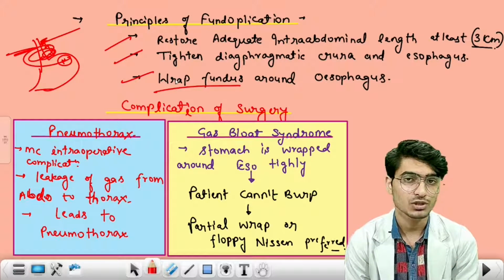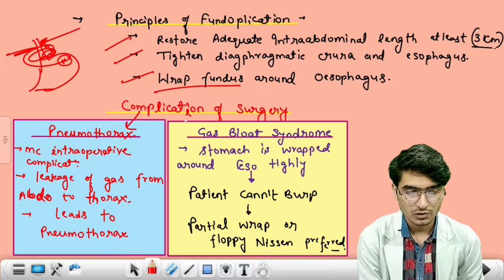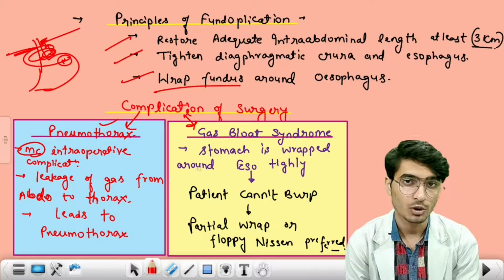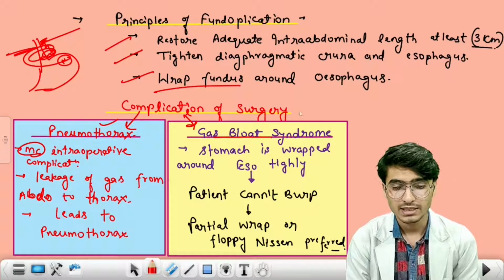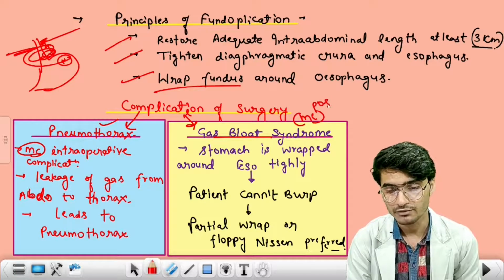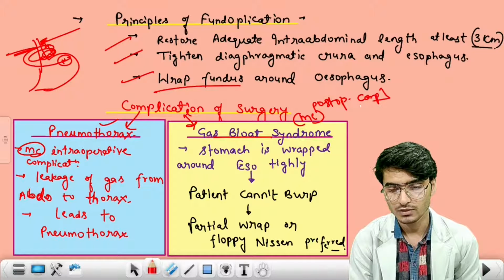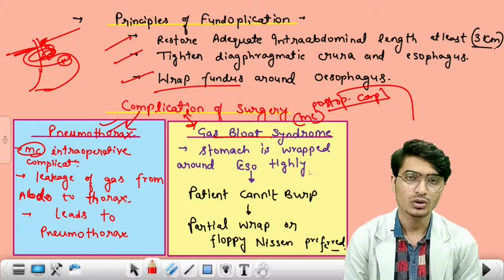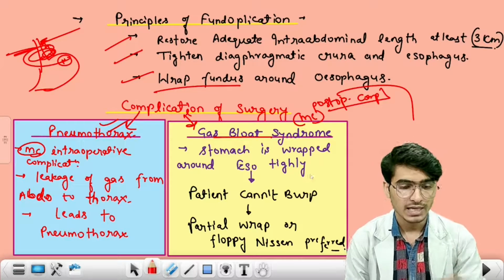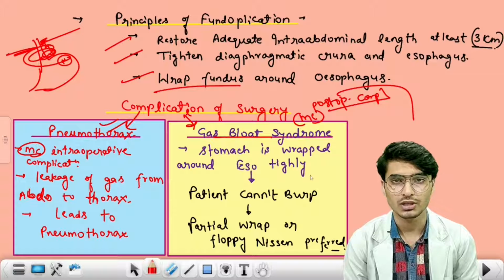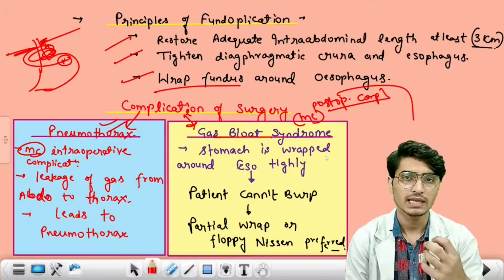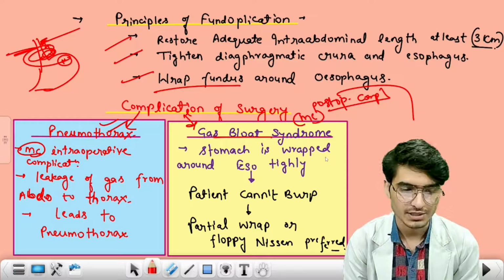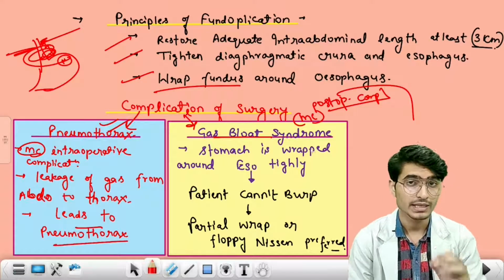And what are the complications of fundoplication? We have two complications. Number one is pneumothorax, that is the most common intraoperative complication, and the other is gas bloat syndrome, that is the most common post-operative complication. So pneumothorax is the most common intraoperative complication, since fundoplication is a laparoscopic procedure, and the air in the abdomen leaks from the abdomen to the thorax, and that is causing the pneumothorax here. So this is the pneumothorax occurring intraoperatively.